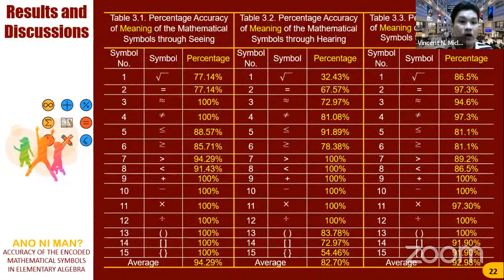Now for the meaning of the mathematical symbols using the three different procedures, seeing, hearing, and reading, we can see that no SHR procedure obtained 100%. Inaccuracies were consistently recorded for relational symbols and grouping symbols. We can also see a very low percentage accuracy for the radical sign.